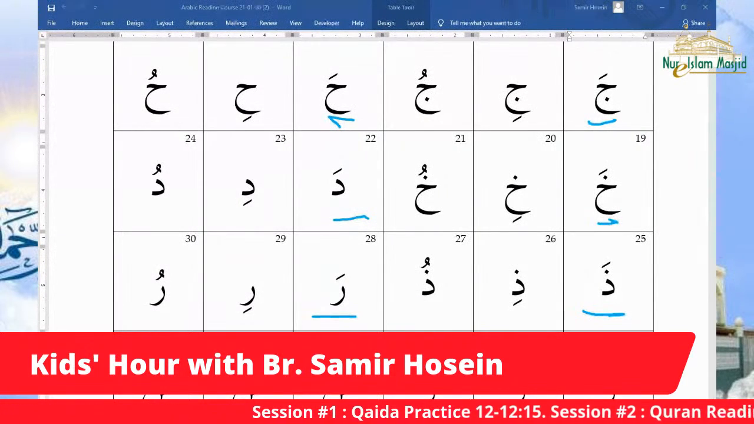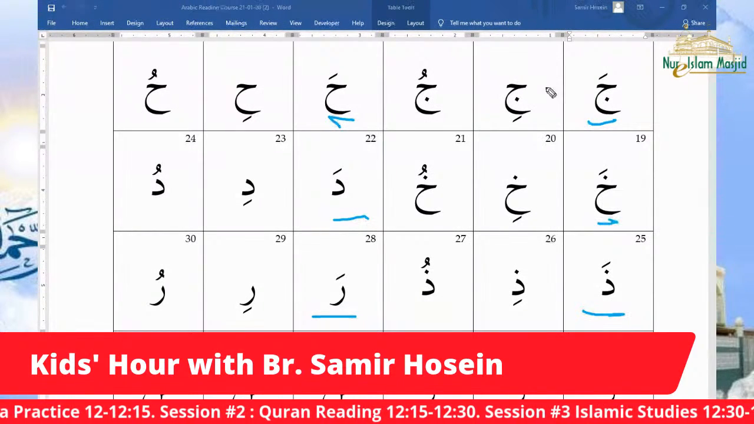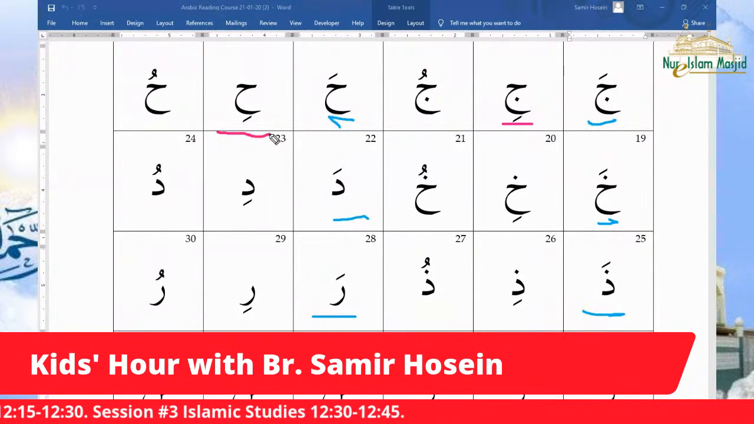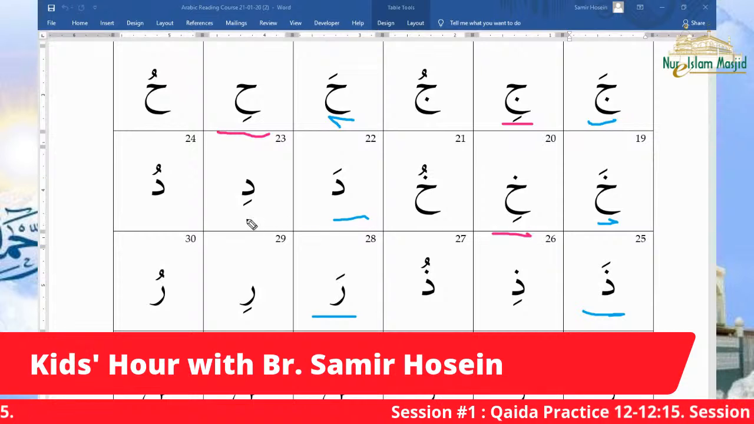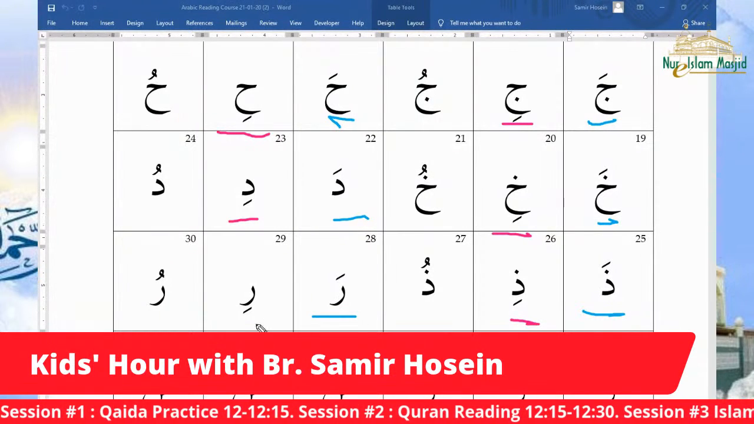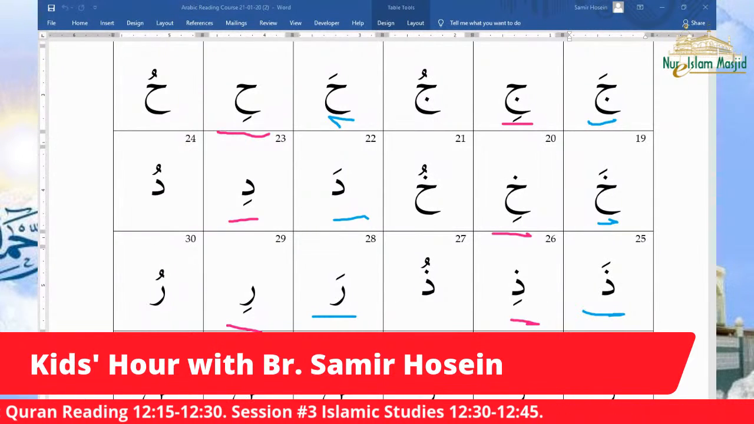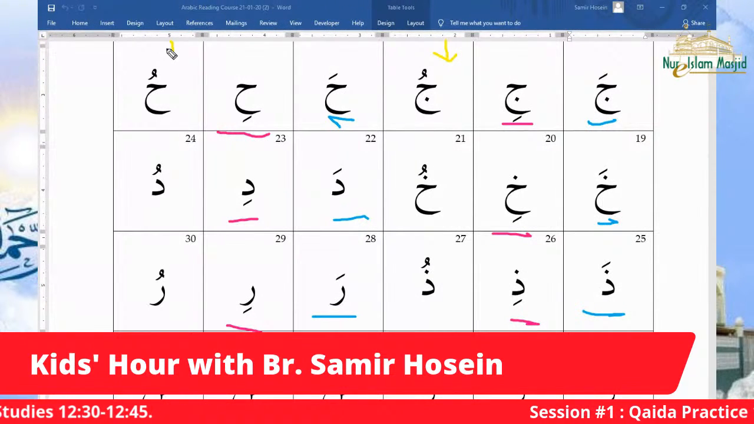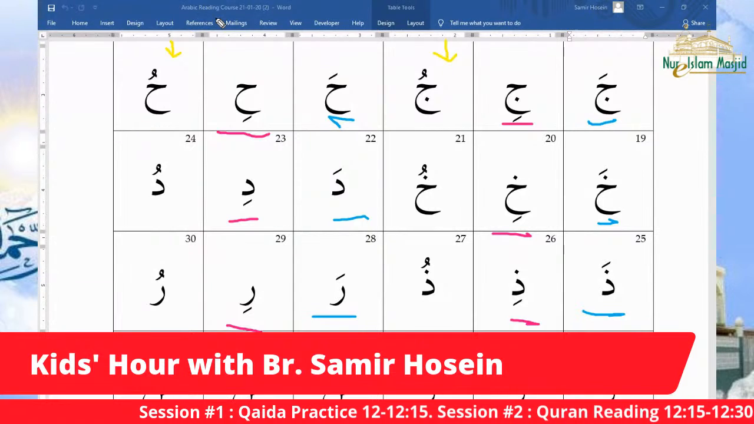Next, all the sounds with the E sound, the Kasra sounds. Ji, he, chi, di, vi, re. Okay? And the last two columns are going to be the Damma vowel, the letters that have an oo sound.